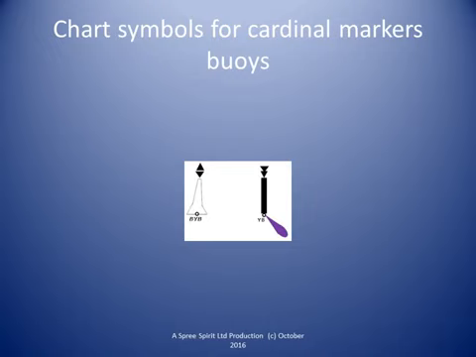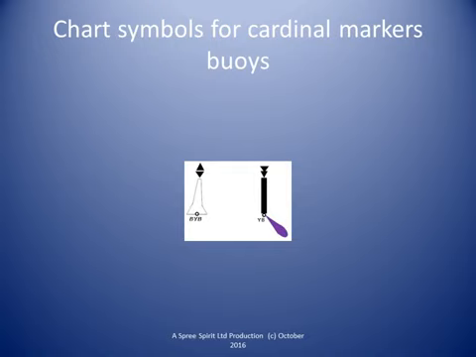The chart symbols for cardinal buoys include guidance on the coloring of the cardinal buoys. This slide shows on the left an east cardinal buoy colored BYB. That stands for black, yellow, black from the top of the buoy. The chart symbol on the right shows a south cardinal buoy colored YB. That means yellow at the top of the buoy and black at the bottom of the buoy.